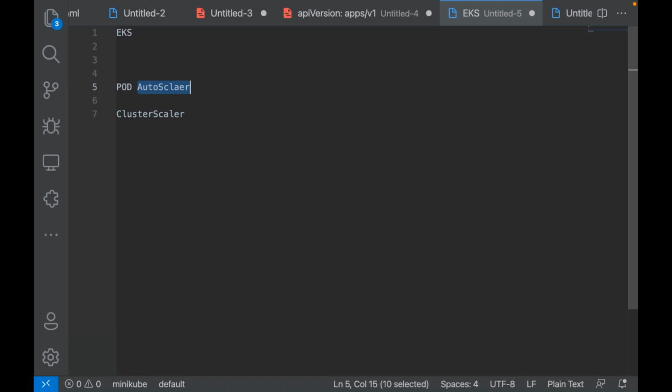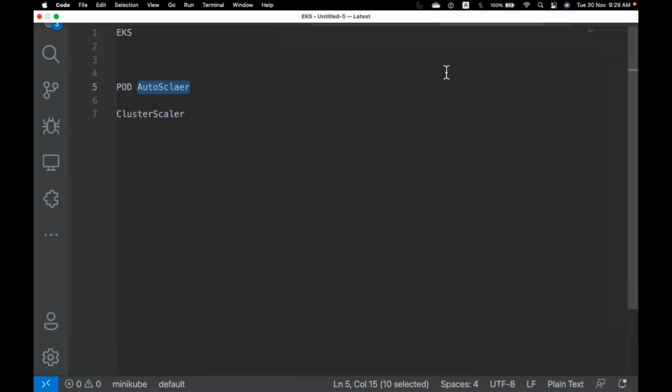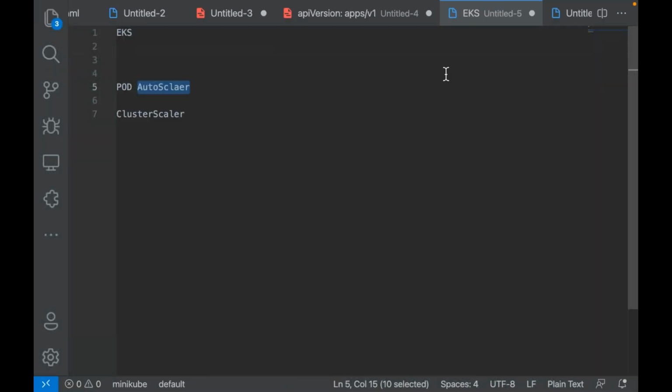Is everyone clear, guys? What is pod autoscaler? What is cluster autoscaler? Very advanced topics. I am trying to cover the ins and outs of what we are doing in my project in Kubernetes, what all things we are using. I'll explain this cluster autoscaler when I go for EKS.